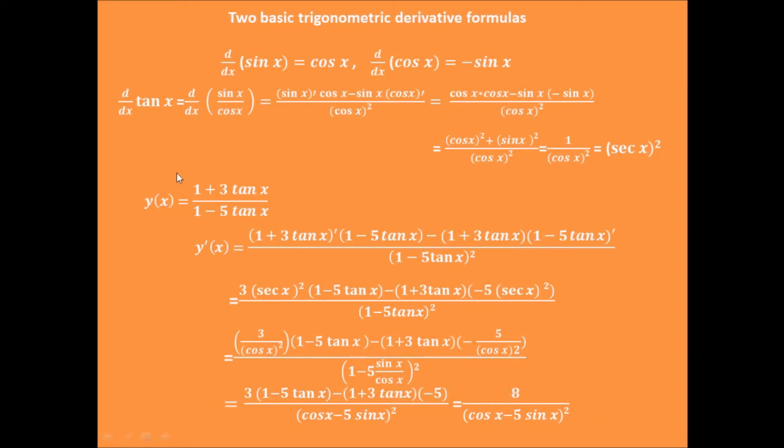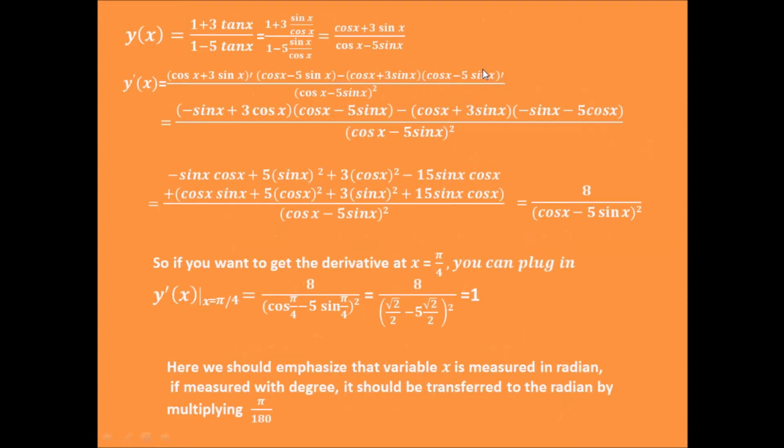However, if you don't remember tangent x derivative, then we can just directly use these two basic derivative formulas. As you can see here, the function then becomes cosine x plus 3 sin x divided by cosine x minus 5 times sin x. So the derivative of this function equals the derivative of this function.